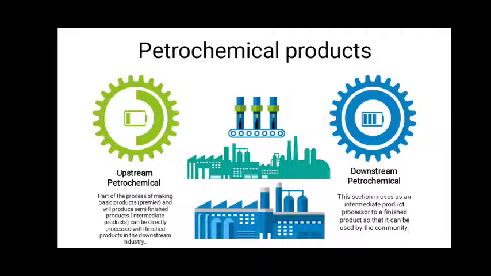To define petrochemical products, we can separate them into two parts, namely upstream petrochemical and downstream petrochemical. Upstream petrochemical is the part of the process of making basic products or primary products and will produce semi-finished products or intermediate products, which can be directly processed into finished products in the downstream industry. And downstream petrochemical is the section that processes intermediate products into finished products so that they can be used by the community.